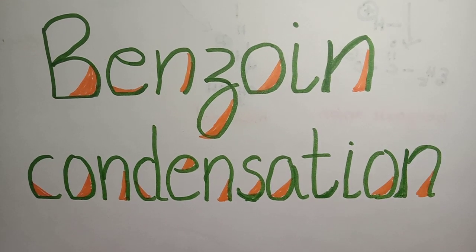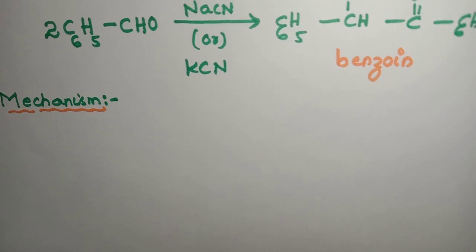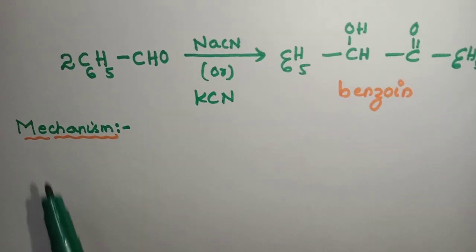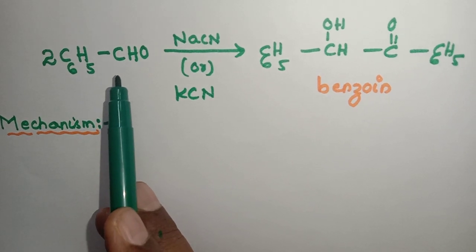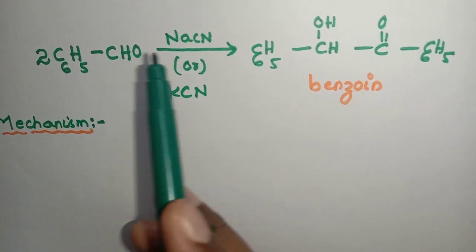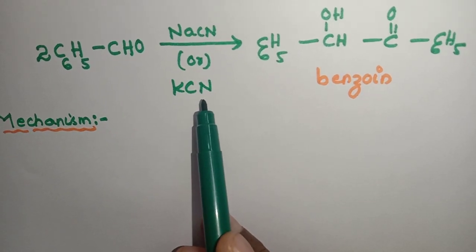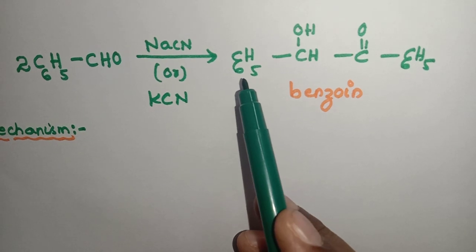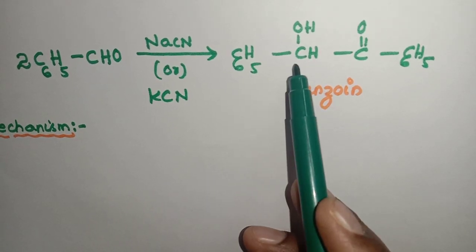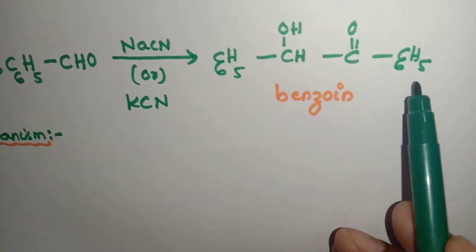Okay. Now let us write the reaction of this. See, look here, I have written two molecules of benzaldehyde react with one another in the presence of sodium cyanide or potassium cyanide and produce a compound called benzoin. C6H5 CHOH C double bond O C6H5.